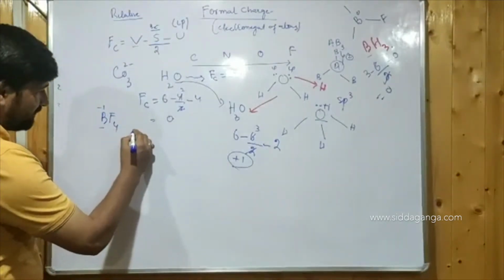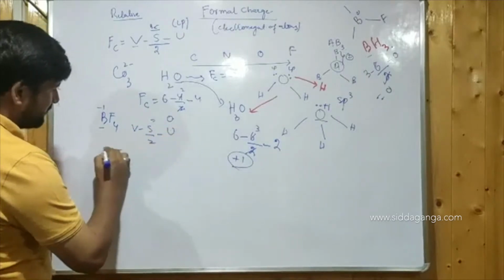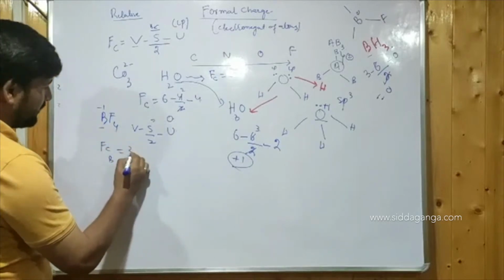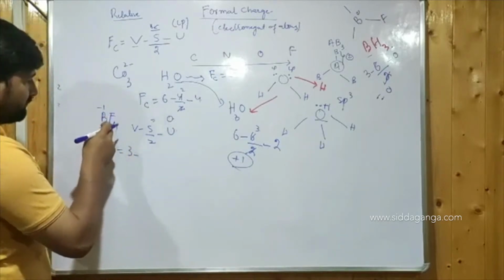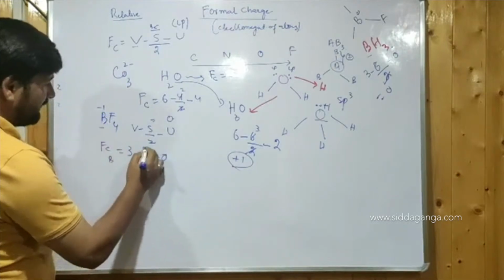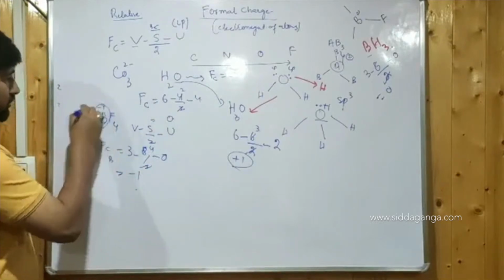Boron: valence electrons, V minus shared by 2 minus unshared electrons. So what is the formal charge on boron equal to? Valence electrons for boron 3 minus shared, how many? 1, 2, 3, 4, 5, 6, 7, 8. 8 divided by 2 minus unshared 0. That makes it 4. So 3 minus 4 will be minus 1. That's the charge on the boron, minus 1.